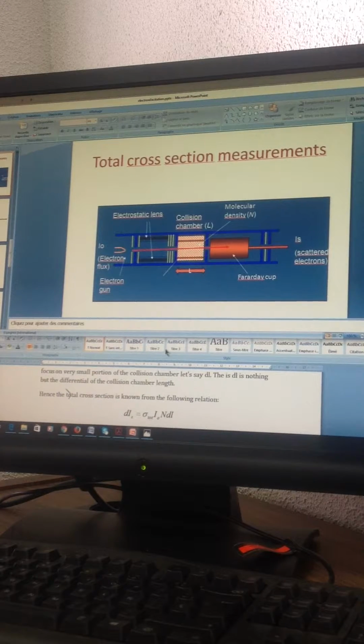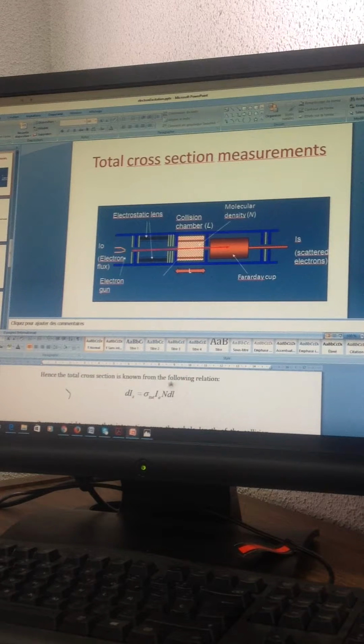Hence, the total cross-section, the new kind of probability we're facing, is known now from the following relation. The small portion of the scattered electron beam, dI/dS, is just a fraction of the electrons coming in and being affected or perturbed by the number of molecular density contained in this small dL, which is just a small fraction along this length, along this width, I would say. Yes, so basically this is just a fraction.